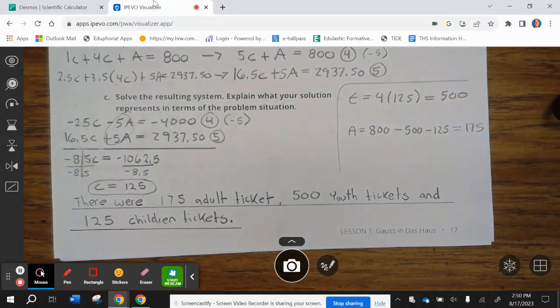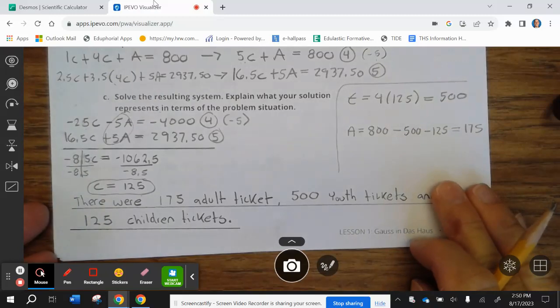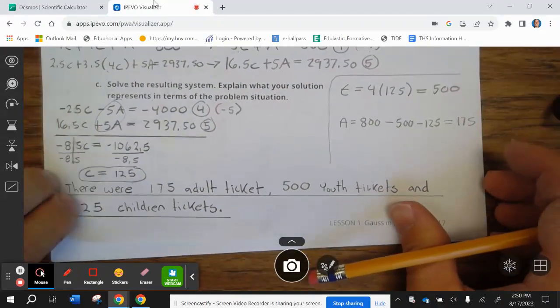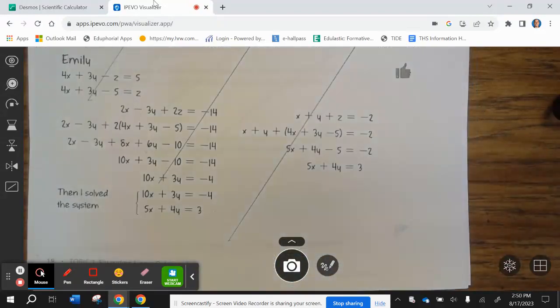All right, go ahead and finish up that page. Get the page turned. Good.